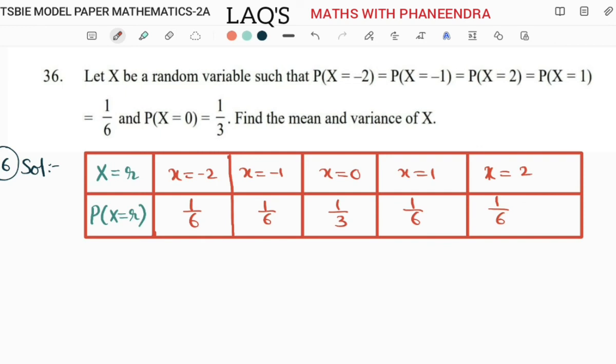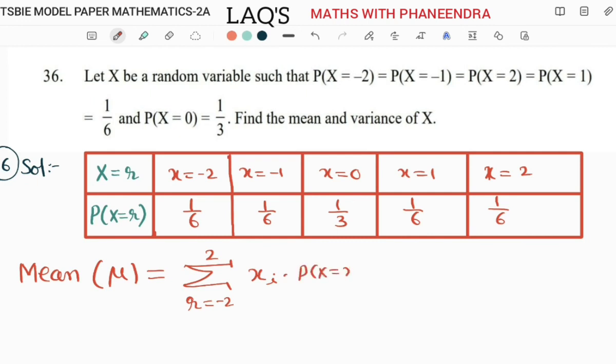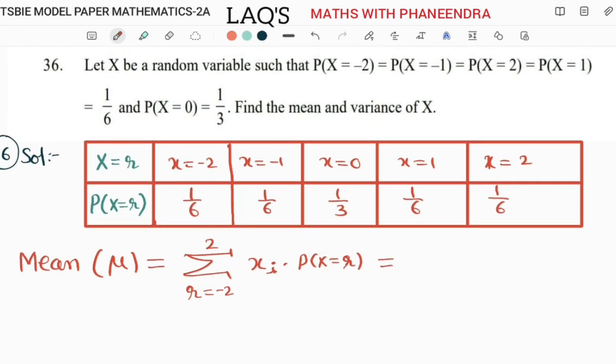They are asking to calculate the mean value, the mean of the random variable. So the mean formula: mean is denoted by mu, and the definition for this is sigma, R from minus 2 to plus 2, xi into P of x is equal to x, or P of x is equal to R. Xi means this value R only, that is R into P.